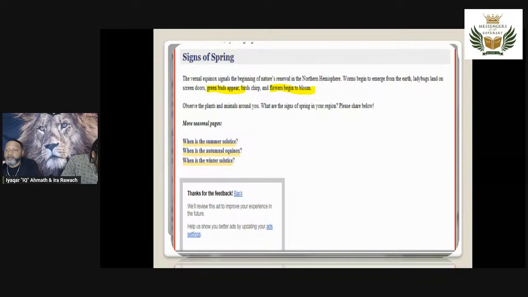All right. So it says here, signs of spring. The vernal equinox signals the beginning of nature's renewal in the northern hemisphere. Worms begin to emerge from the earth. Ladybugs land on screen doors. Green buds appear. Birds chirp and flowers begin to bloom.